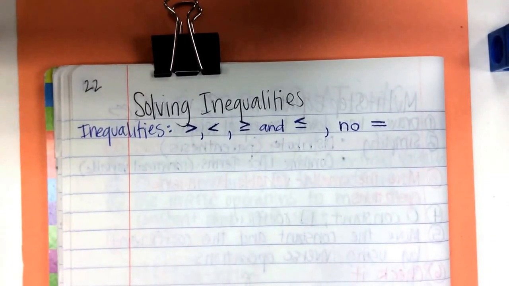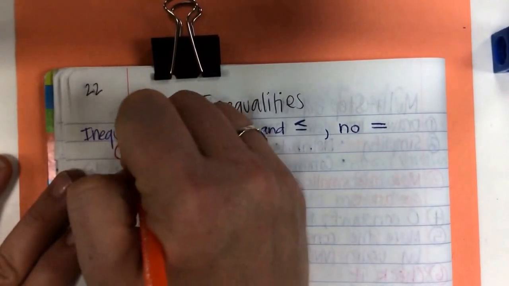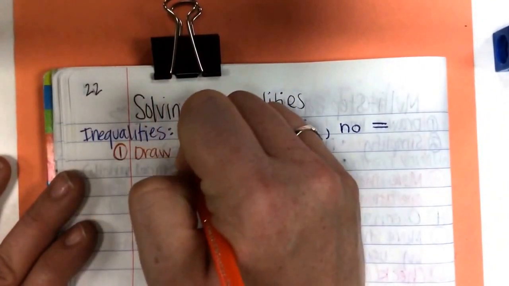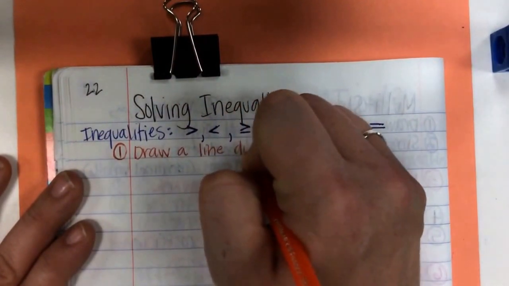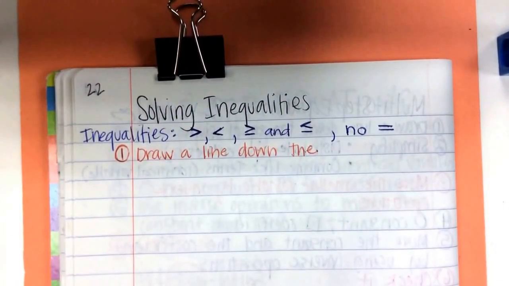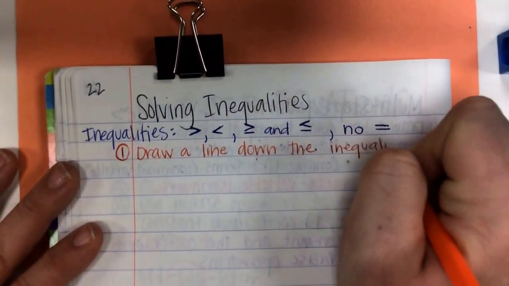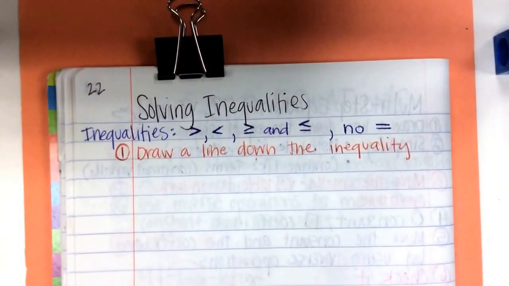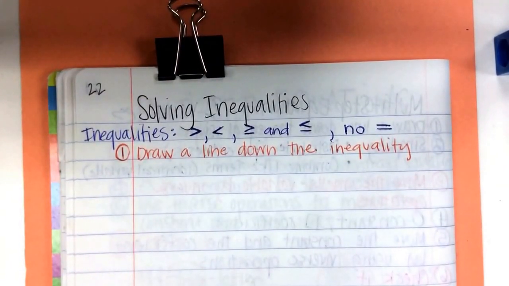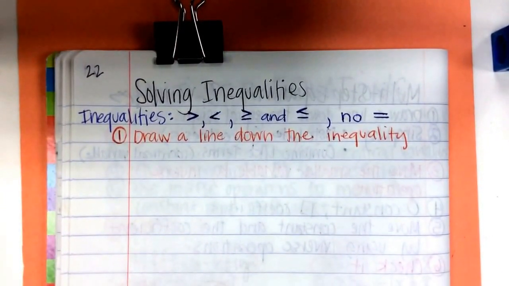And to solve an inequality, we do the exact same thing that we normally do. To solve an inequality, the first thing we do, but this time we don't draw a line down the equal sign, we draw a line down the inequality. Because it's the exact same thing. It takes the place of the equal sign. We draw a line down the inequality.